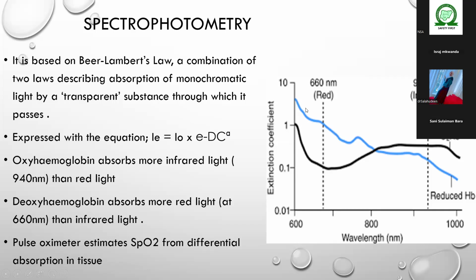So the oxyhemoglobin absorbs more at the infrared light than at the red light, while the deoxyhemoglobin absorbs more at the red light than the infrared light. So the pulse oximeter will estimate the SpO2 from the differentials of the absorption in the tissue to give us the results.